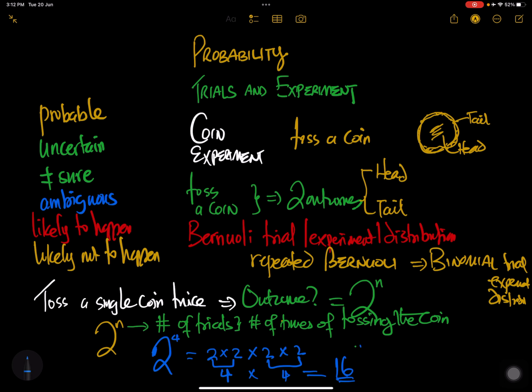The next time we come, we'll continue with our probability journey or any type of journey that I'll come to you with.